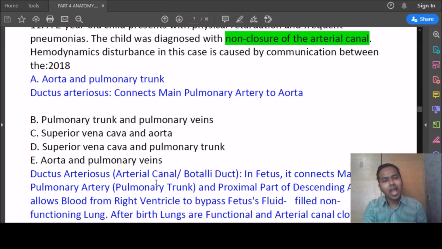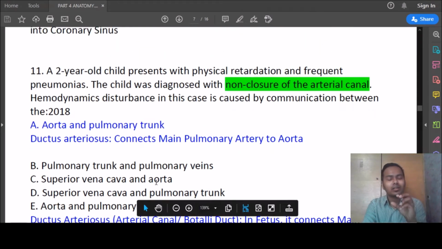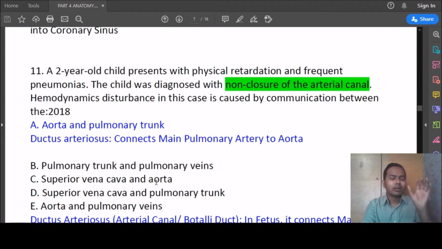So when there is a backflow, some amount of blood flows back to the lungs. When there is a backflow, the lungs get infected, so it causes pneumonia, frequent pneumonia.